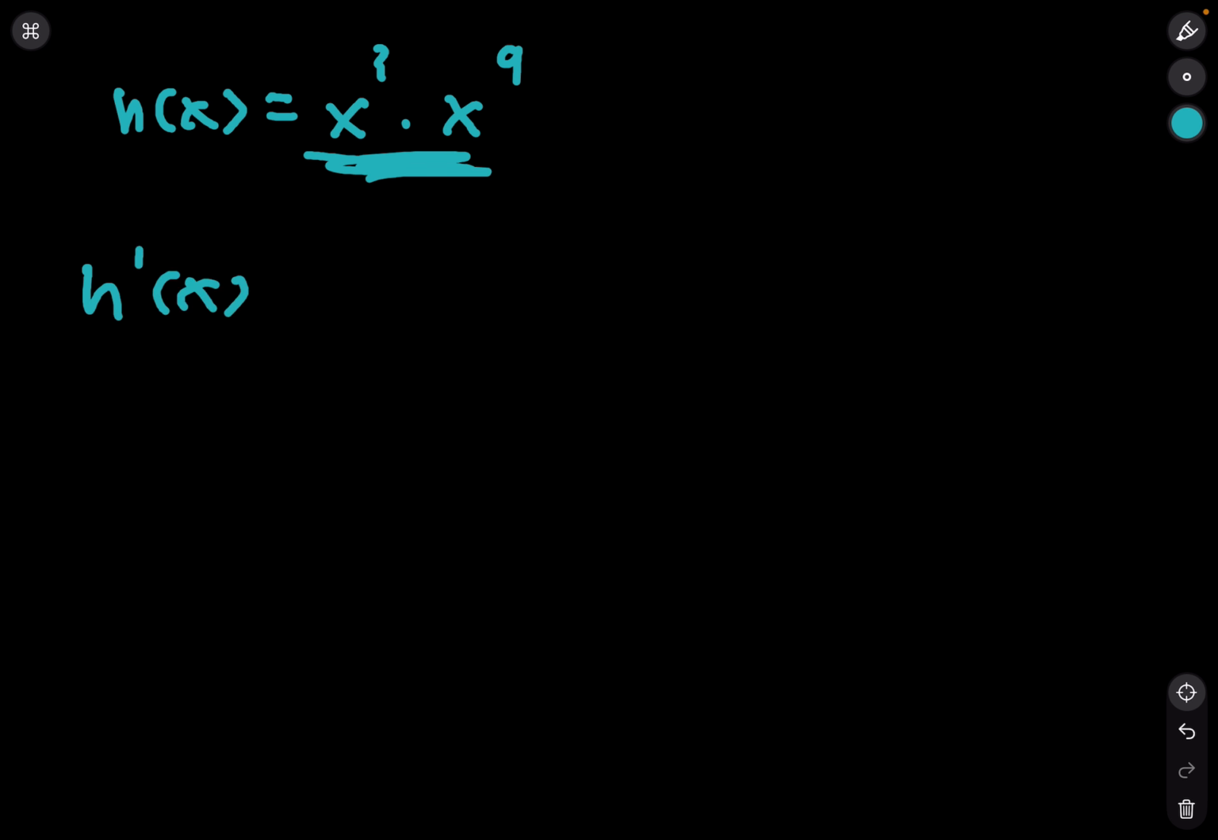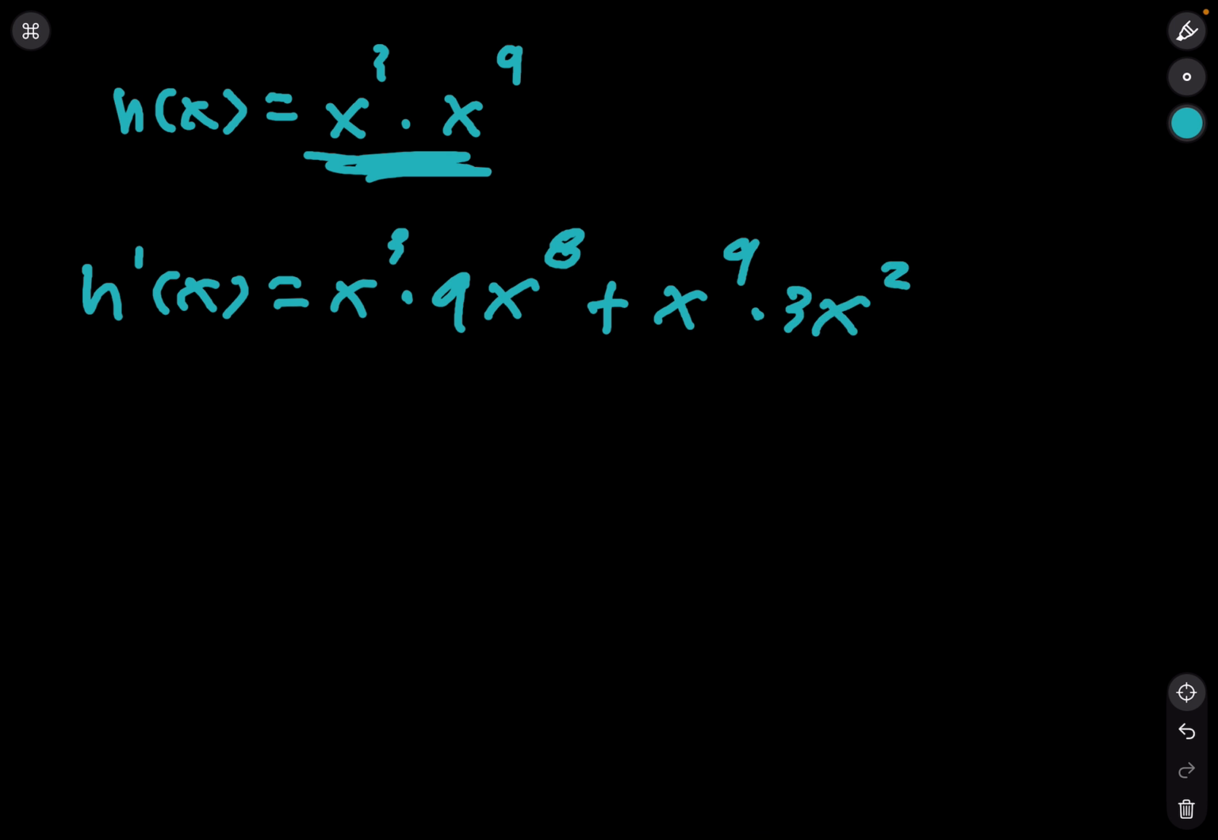Let's take a look at another product rule problem you might have to do. Let's say h of x is equal to x to the third times x to the ninth. From here, you would use the product rule, because you see that these are two functions being multiplied together. So h prime of x is equal to x to the third times the derivative of the second function, plus x to the 9 times the derivative of the first function. And you would leave it like that.